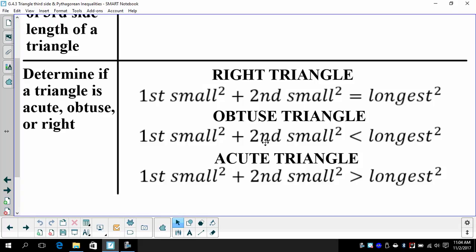And just a quick note: a right triangle has one 90-degree angle. An obtuse triangle has one obtuse angle, so that means one angle that's bigger than 90. And an acute triangle has all of its angles less than 90. So that's what I mean when I say a right triangle, obtuse triangle, or acute triangle.